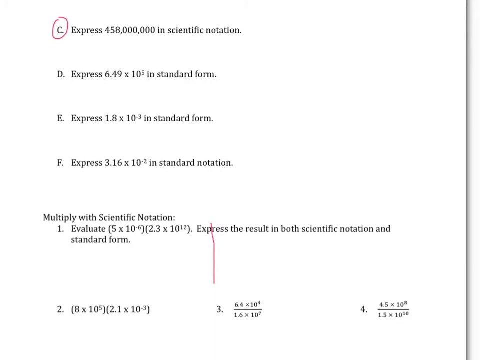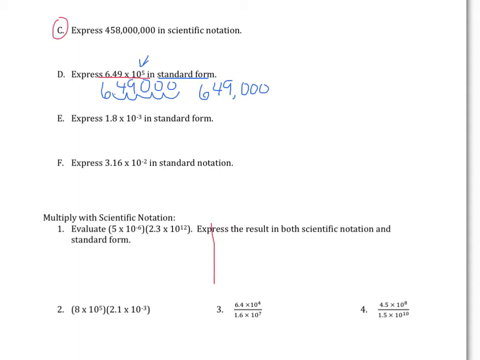Now let's look at example D. We've been given the number in scientific notation, and they want us to express it in standard form. So we're going to do the exact same thing, but work backwards. We start with 6.49. We're going to move the decimal place 5 times because we have the 5 as the exponent. So 1, 2, 3, 4, 5. So we're going to have to add in 1, 2, 3 zeros. Our standard form is going to be 649,000. And that's our final answer.